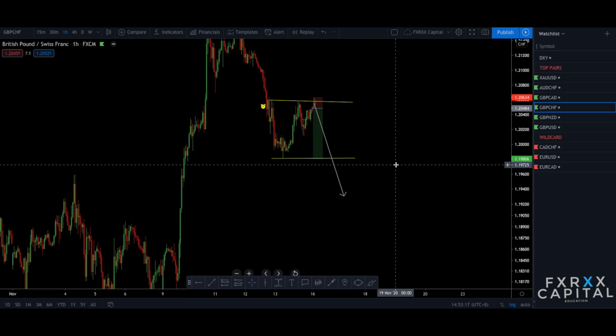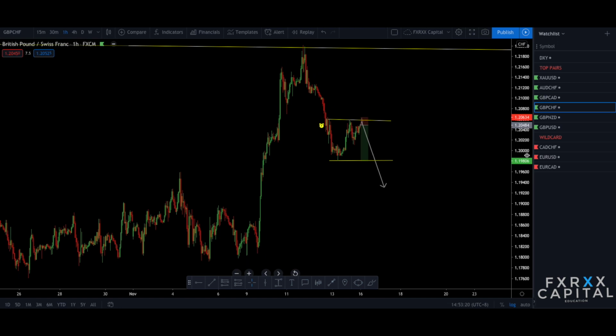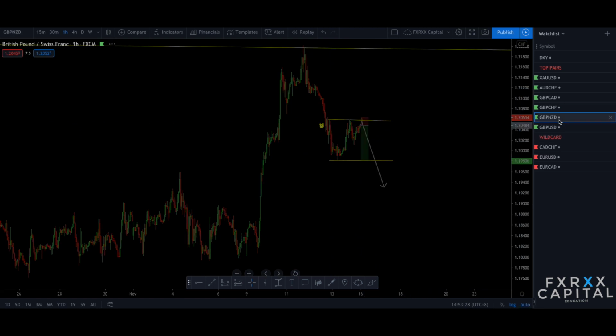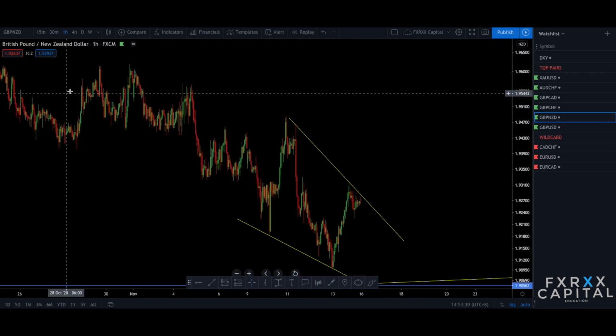So there will be the move that I will take for this pair. In the middle of the structure, price impulsed to the upside, pulled back as we expected, and created a correction and moved to the downside. Next we move to Pound New Zealand Dollar.